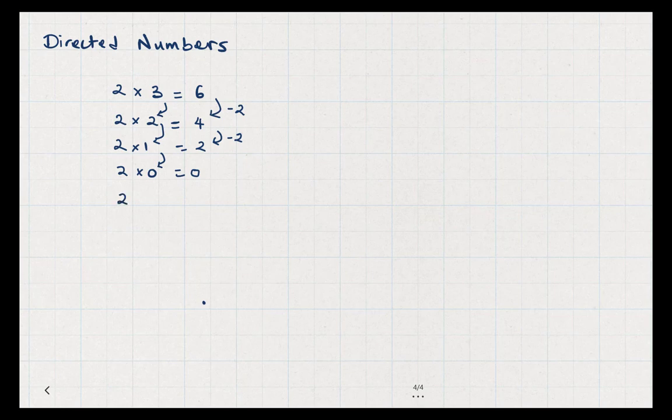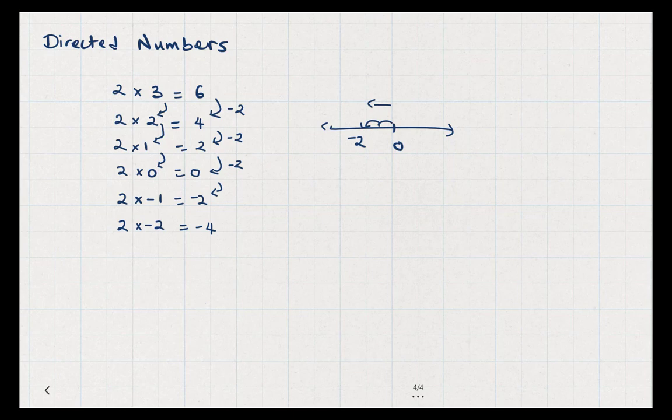So what happens when I go 1 below 0? 2 times negative 1. If I follow the pattern here, from my last video I know that 0 take away 2 means moving to the left 2 units, and that should take me to negative 2. 2 times negative 2 results in negative 4.